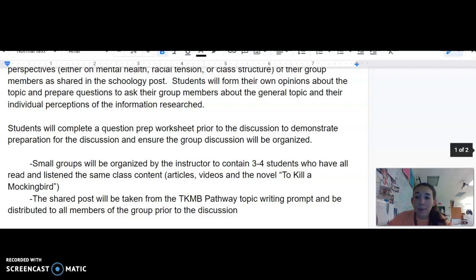And then step 3 is going to be looking thematically at the novel as a whole and how maybe your opinions have changed either through your personal reading of the novel or through these discussions that we've been having with your classmates.